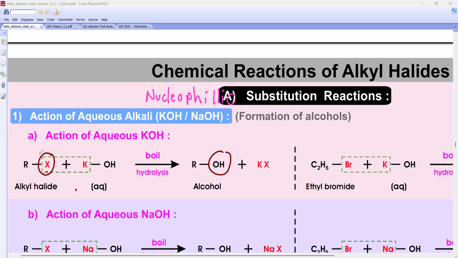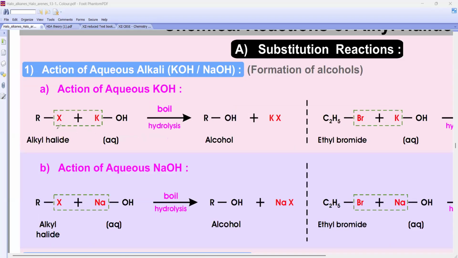Now, first reaction. What have I taken here? Miranda, tell me. This is alkyl halide. I'm taking what? KOH. In ICSE, in your 10th grade, there was one reaction, if you remember, beta.